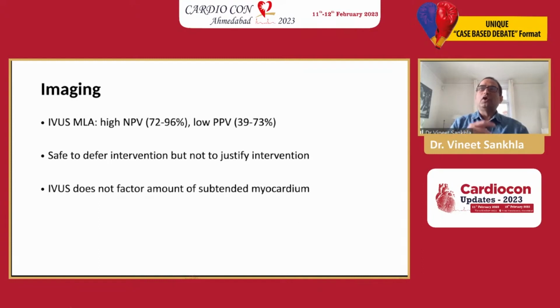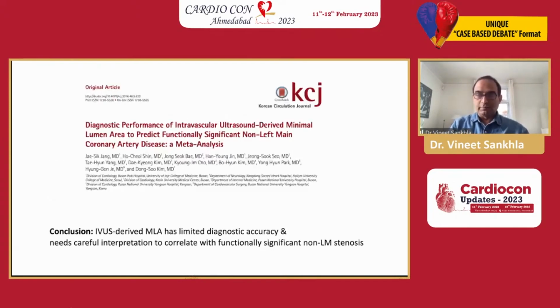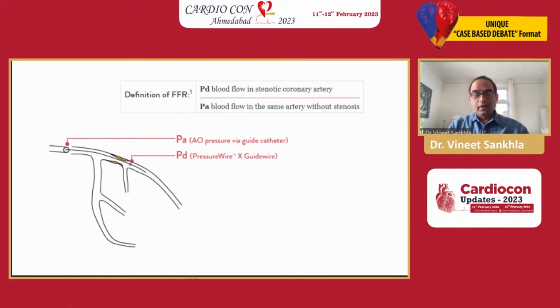And plus, the IVUS will not tell you the amount of subtended myocardium, how large is the myocardium below this coronary artery. So these are the problems with imaging. And then there was a meta-analysis which was done in Korea, published in the Korean Circulation Journal, and the conclusion was that the IVUS-derived minimal lumen area has a limited diagnostic accuracy, and it needs careful interpretation to correlate with functionally significant non-LM stenosis.